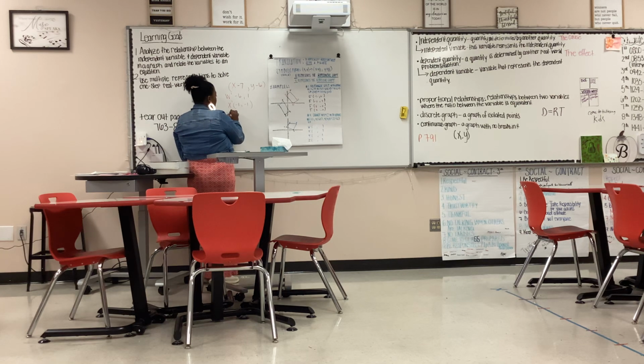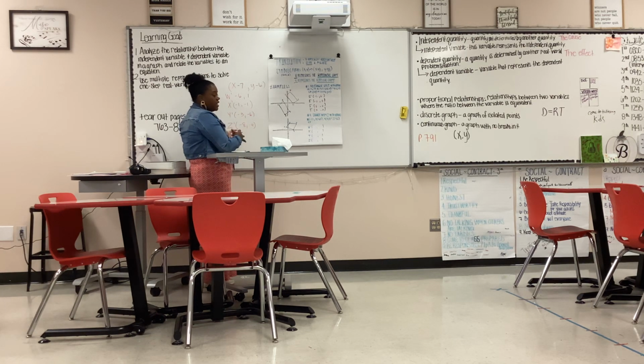Okay, and then we have Y prime, which is 4 minus 7, which is going to give us a negative 3. And then we have 0 minus 6, which is going to give us a negative 6. And then for Z prime, we have negative 1 minus 7, which is going to give us negative 8. And then we have 2 minus 6, which is going to give us a negative 4. Okay, so those are our new coordinates, our new prime numbers.